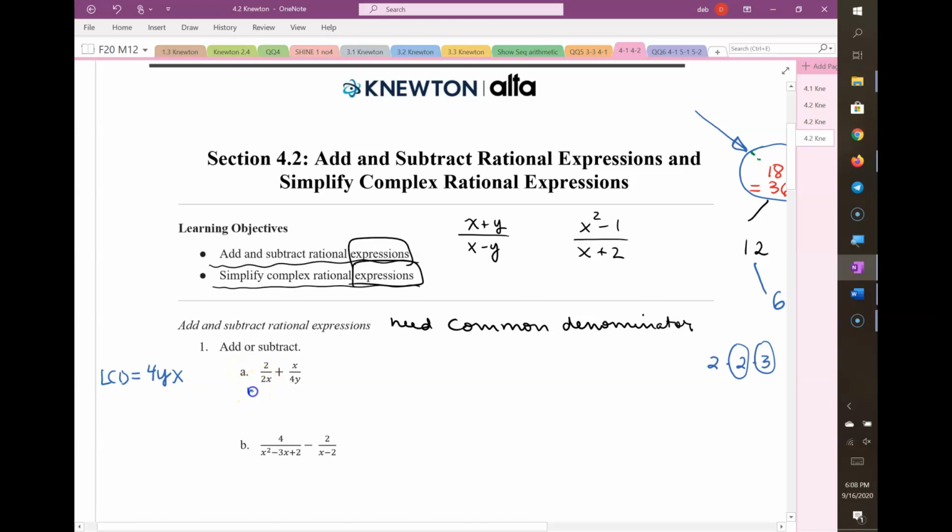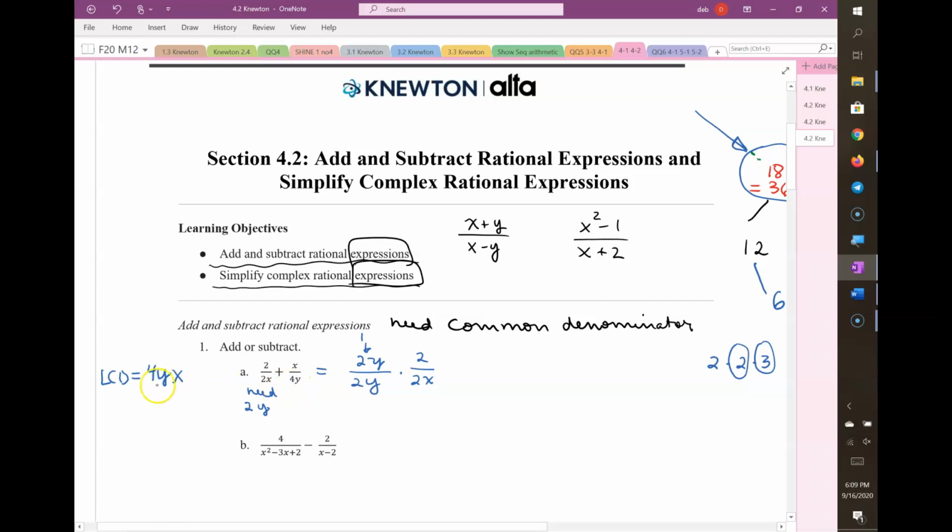Okay, so for the first denominator, I have a 2 and I have an x, so I need another factor of a 2 and I need a factor of a y. So I need to multiply the denominator by 2y in order to get my common denominator. So I must also multiply the numerator by 2y to make sure I'm multiplying by 1. Because multiplying by 1 doesn't change anything, so that's a legal algebra maneuver.